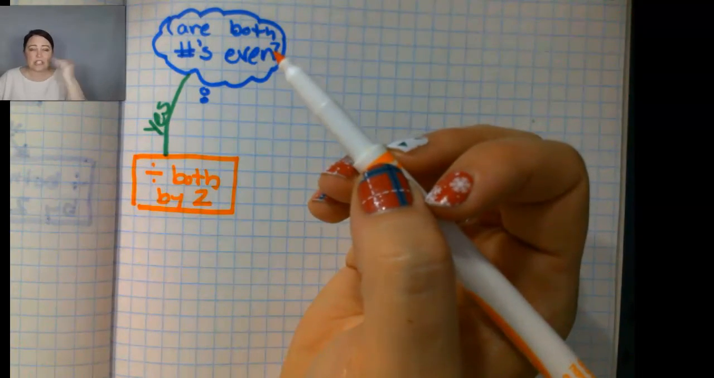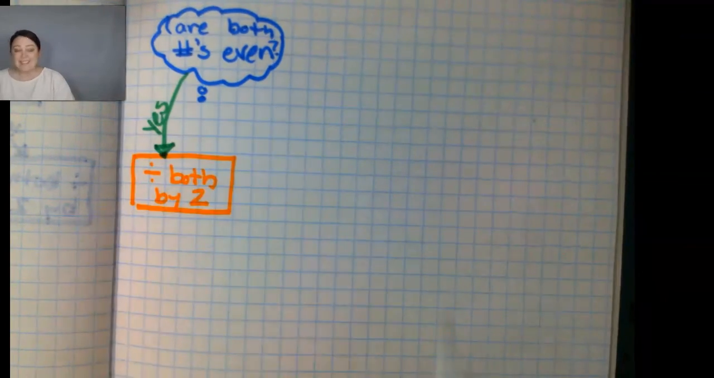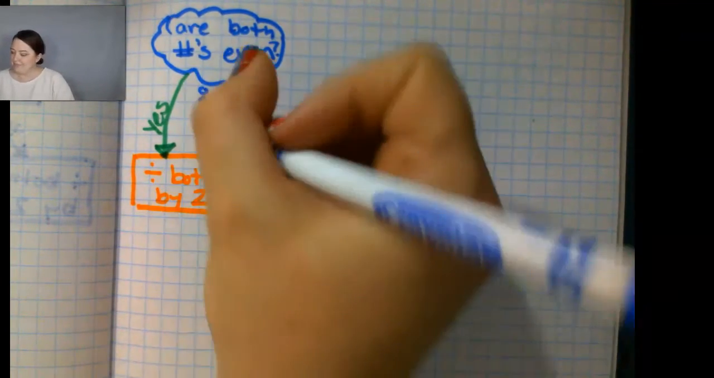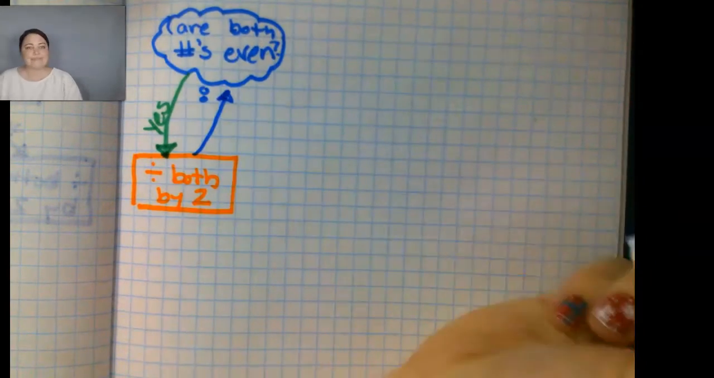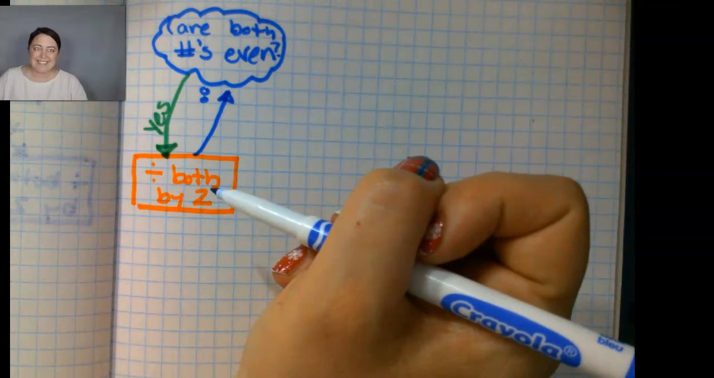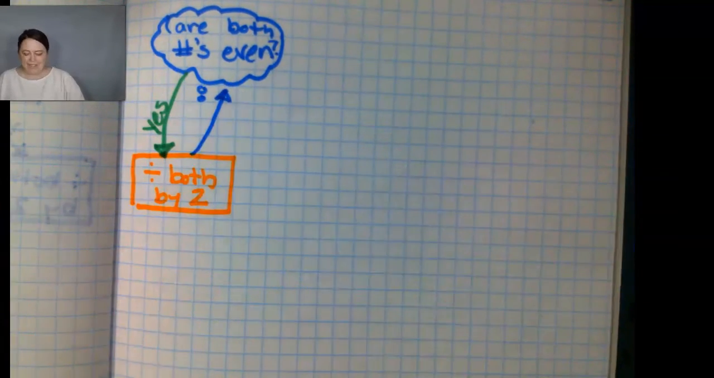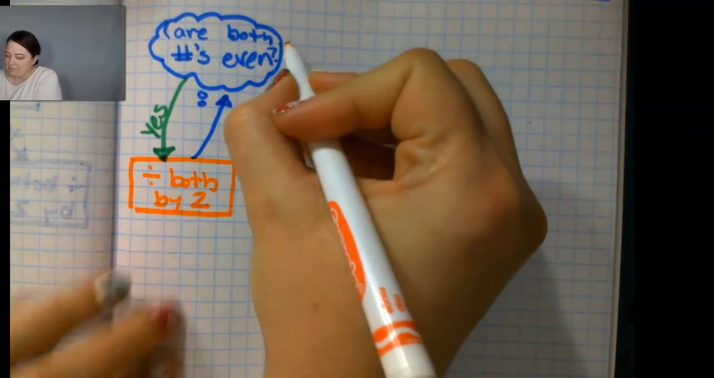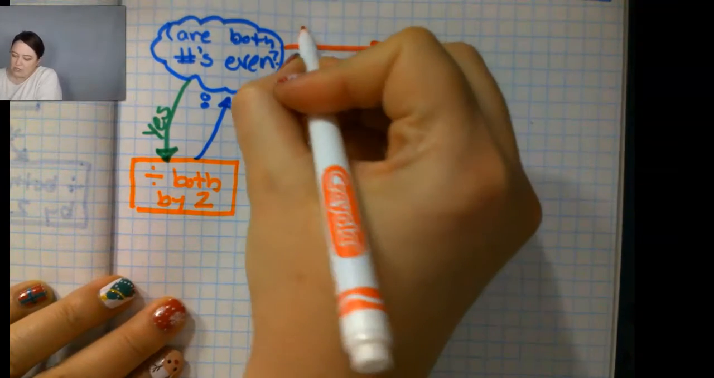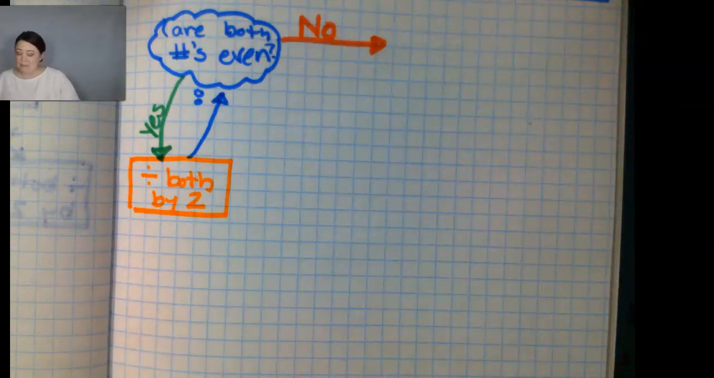So, thinking to myself, are both numbers even? Is the numerator and denominator even? If yes, divide by 2. Then I go back. Are both numbers still even? If yes, divide by 2, and then go back. Are both numbers even? Eventually, you're going to hear the word no. No, both numbers are not even. And then we come to our next question.